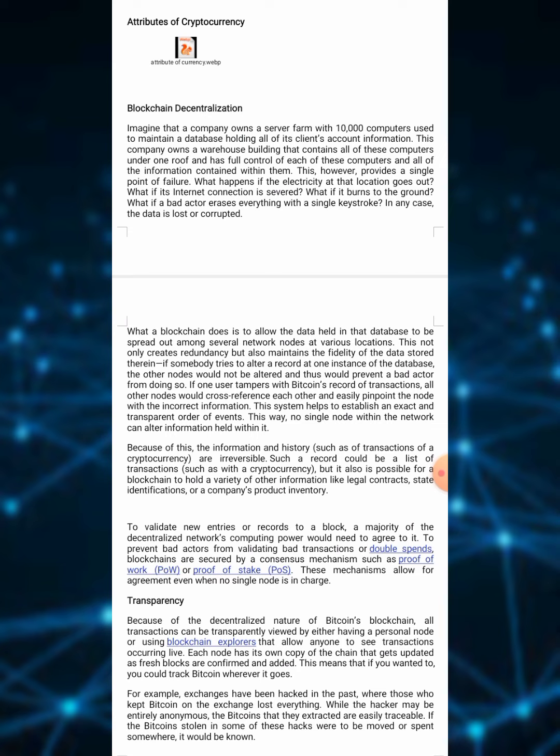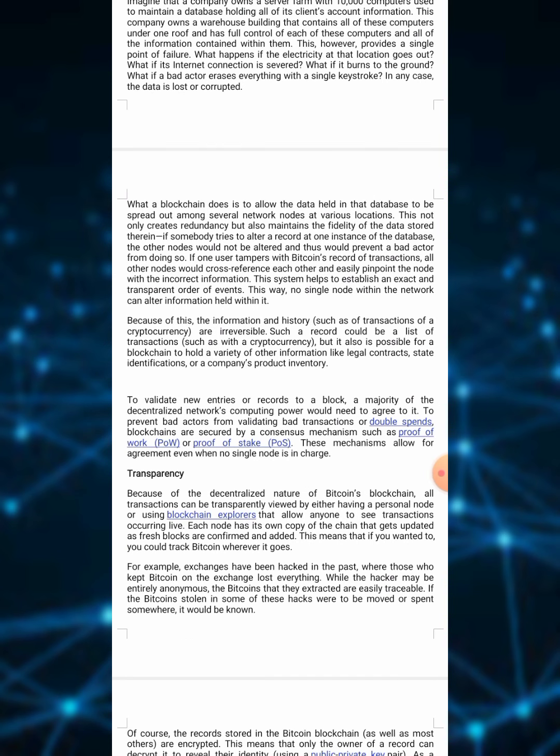So guys, this is the purpose of spreading out information to different locations, so that if a scammer or a hacker tries to alter a transaction from a particular node, the other nodes need to cross-reference each other. By doing so, they'll pinpoint that particular node or system that is sending out incorrect information. This also makes blockchain technology more secure.